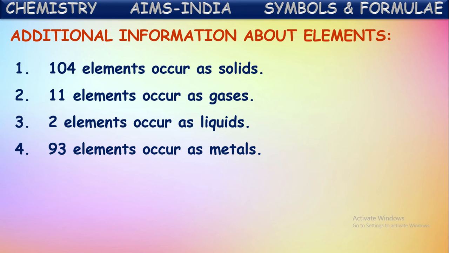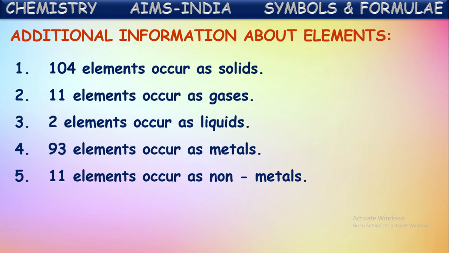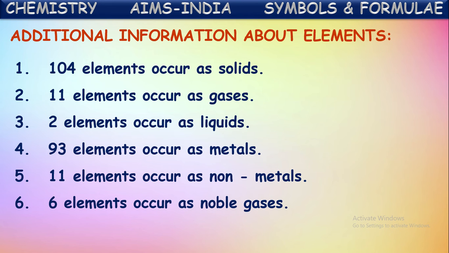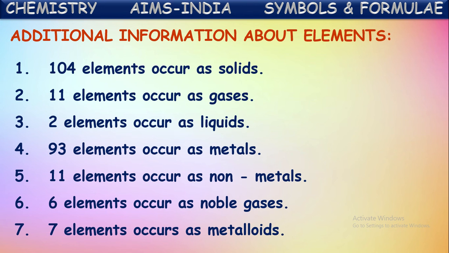Out of these 118 elements, 93 elements occur as metals and 11 elements exist as non-metals, 6 elements occur as noble gases, and 7 elements occur as metalloids. What does it mean by metalloids? We know about metals and non-metals, but there are certain elements which can exhibit the properties of both metals and non-metals. They are called metalloids. Okay, this is some more information about elements.